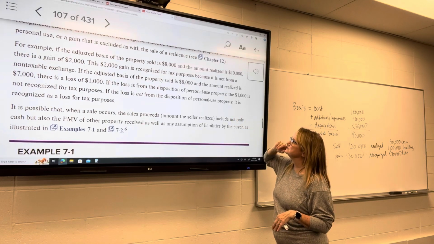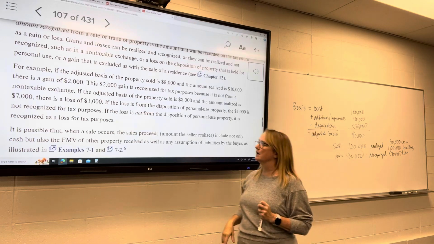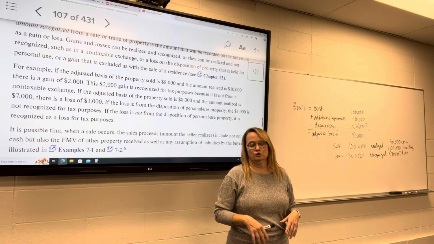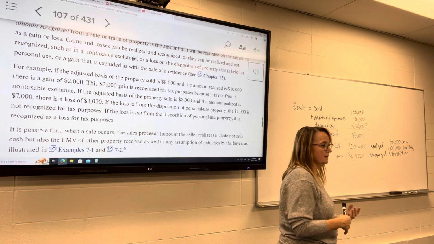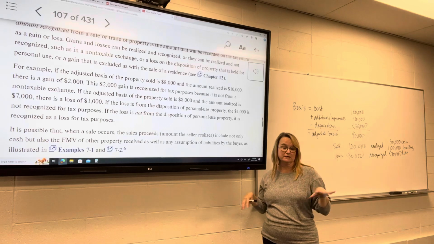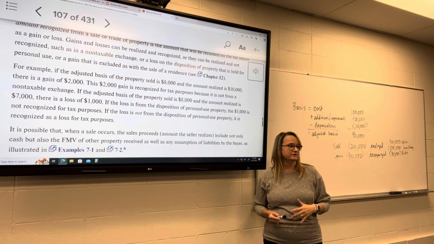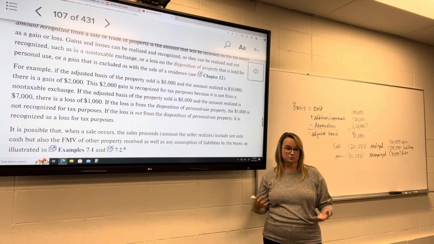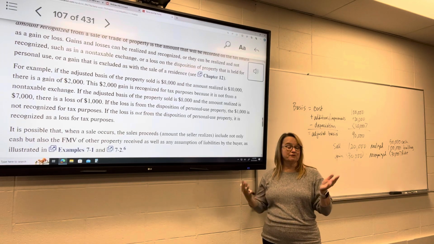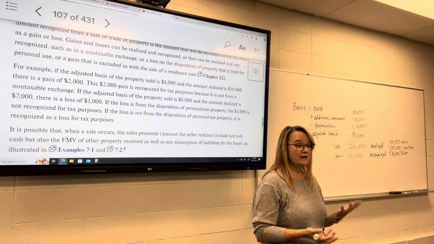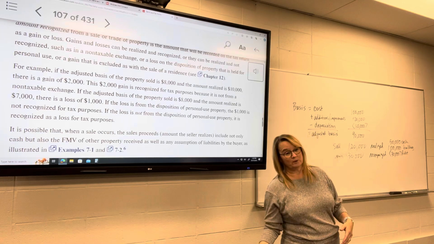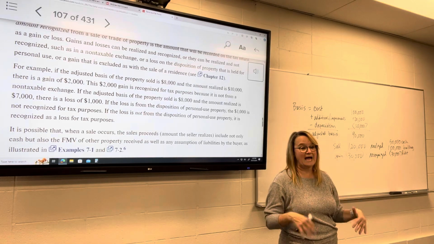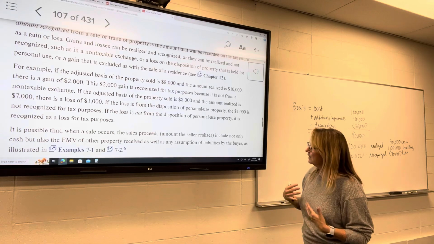If the loss is from the disposition of personal use property, the $1,000 is not recognized. Okay, so that's an important point. So your personal car, you paid $20,000 for it, and you don't depreciate it because it's personal use, you're not using it in your business. You use it for 5 years, and then you end up selling it for $10,000. Well, you didn't depreciate it, so your adjusted basis would still be $20,000, and if it were a piece of business property, you would have a $10,000 loss on it because you only got $10,000 for it, and you paid $20,000 for it. But because it's personal use, you don't get to recognize any loss on it. So you do not get a tax benefit from personal use losses.